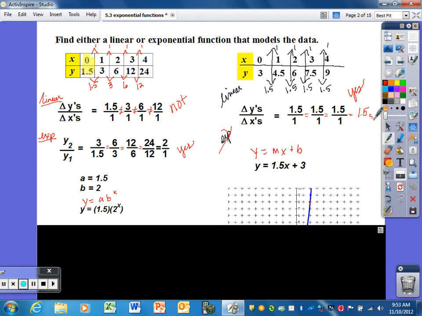My slope was 1.5. B is where x is 0, so it is 3. So my equation is linear: 1.5x plus 3.